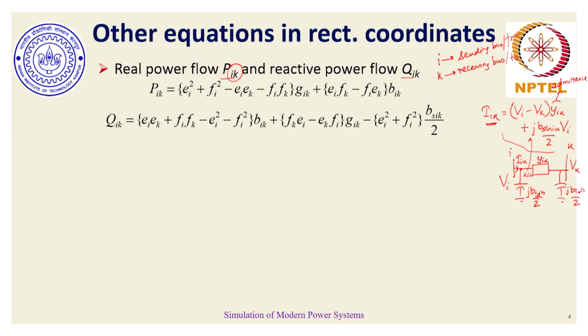On similar lines, we also have the reverse current, which I can mark as Iki, which by application of KCL would be (Vk minus Vi) into yik, plus half line charging susceptance by 2 into Vk. The term of half line charging susceptance is what creates the difference between the forward and the reverse currents. If half line charging susceptance is not present, then the Iik current and Iki current, that is forward and reverse current, would be equal in magnitude, with the reverse phase angle.